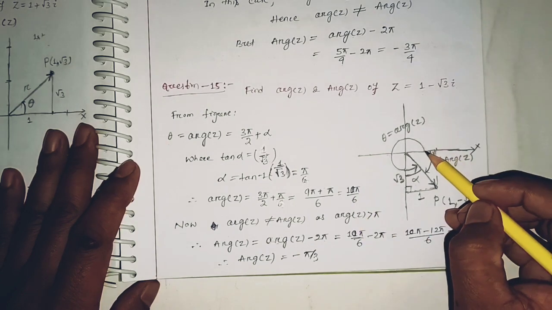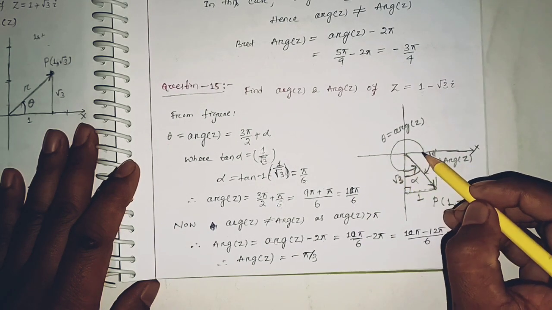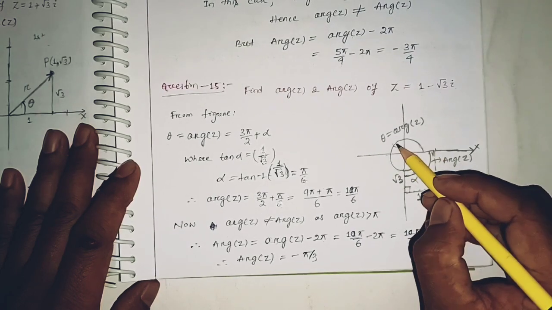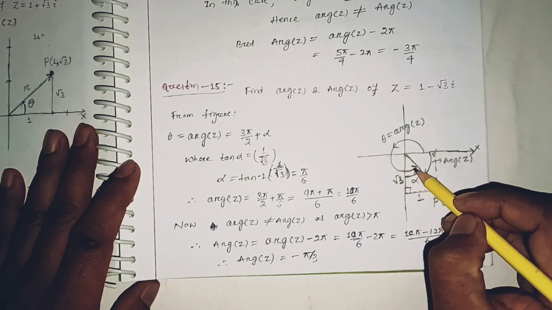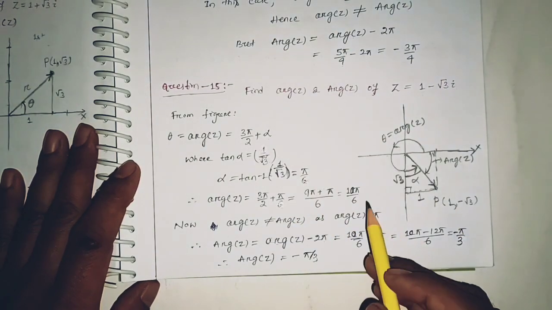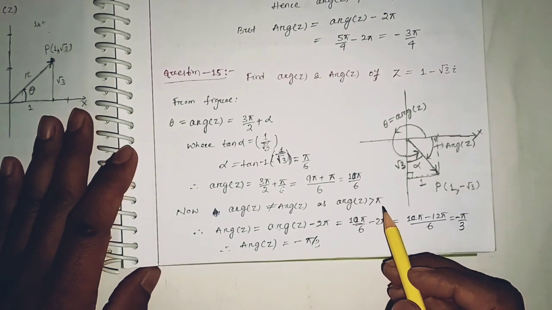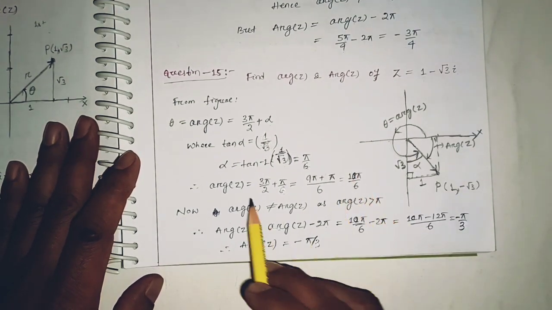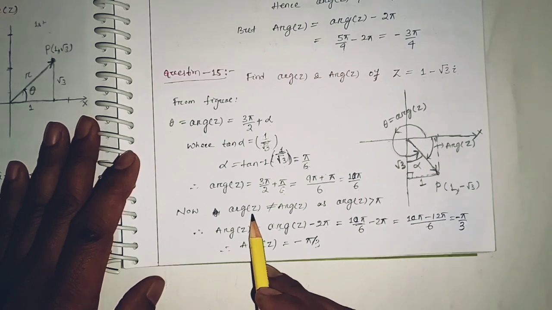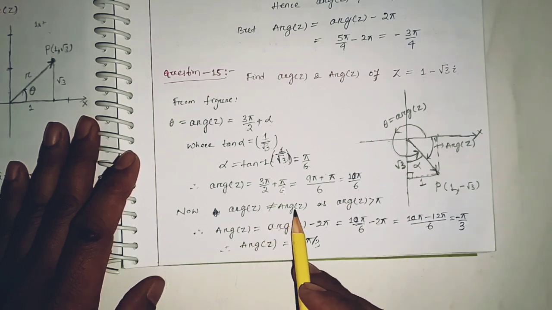We found the argument of this complex number from the positive real axis, moving counterclockwise from here to here. The value is 10 pi by 6. Is this angle greater than pi? Yes, this argument of z, or this angle, is greater than pi. So hence the argument of z is not equal to the principal argument.